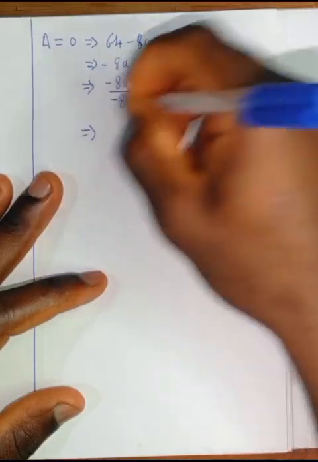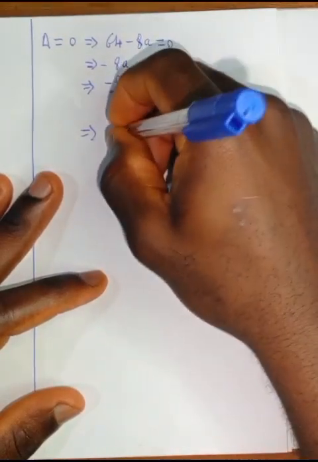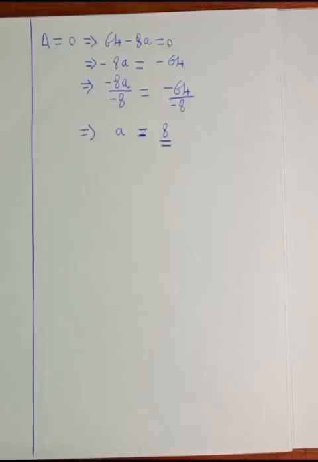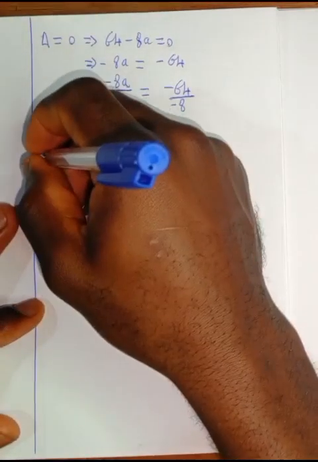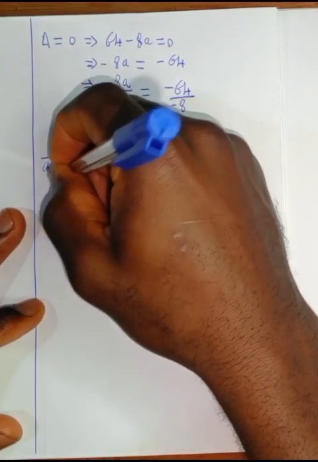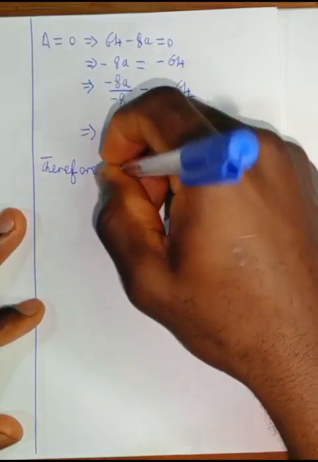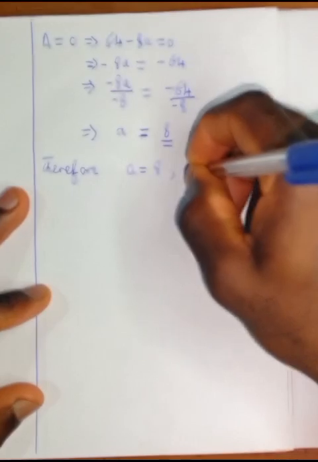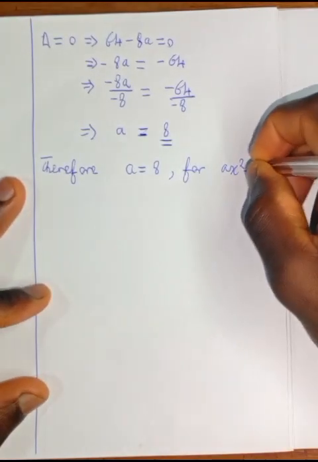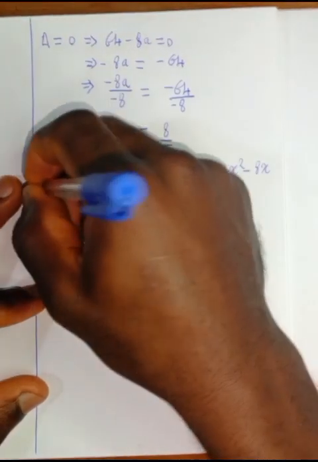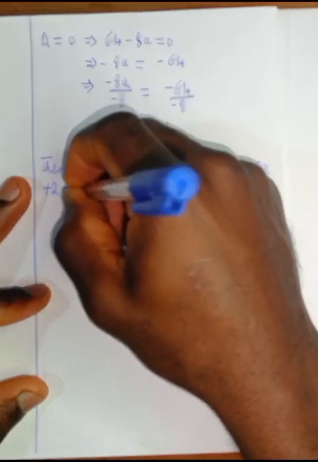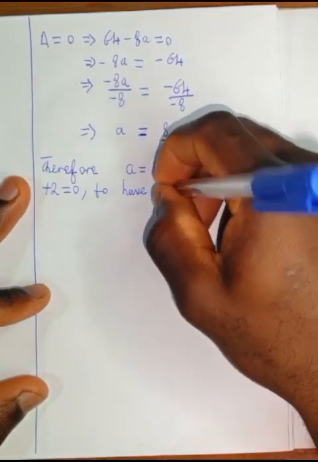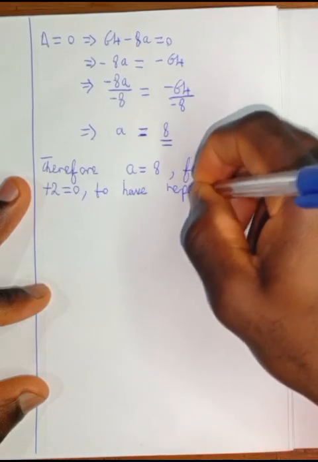And this will give us a to be equal to 8. Let's write down the conclusion. Therefore, a will be equal to 8 for ax squared minus 8x plus 2 equal to 0. So we have repeated roots.